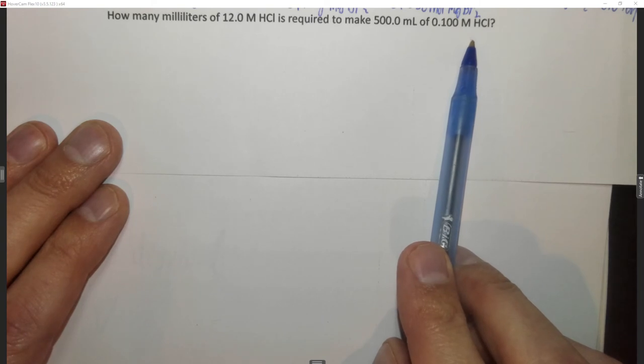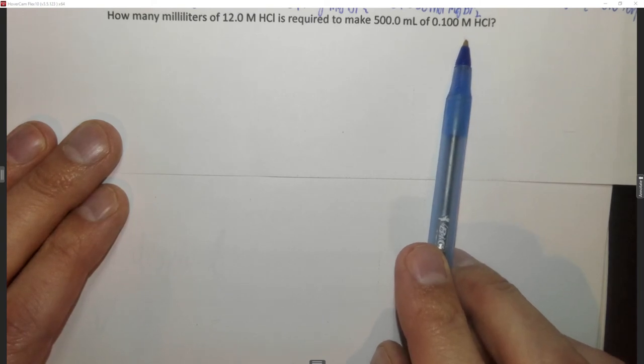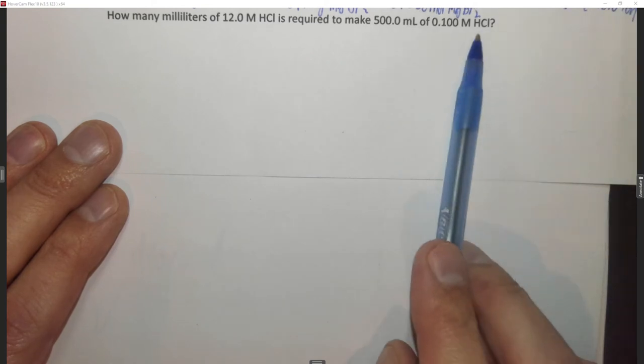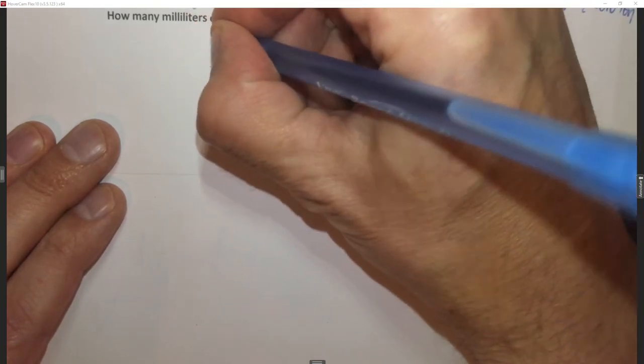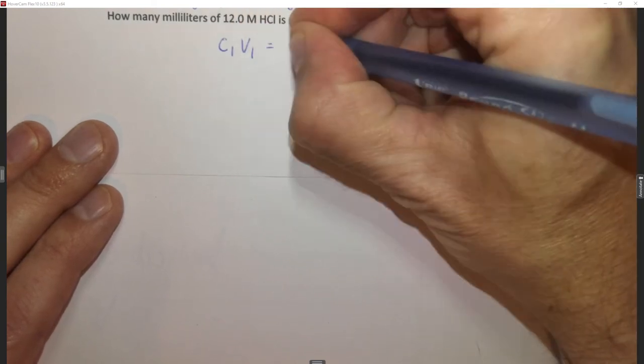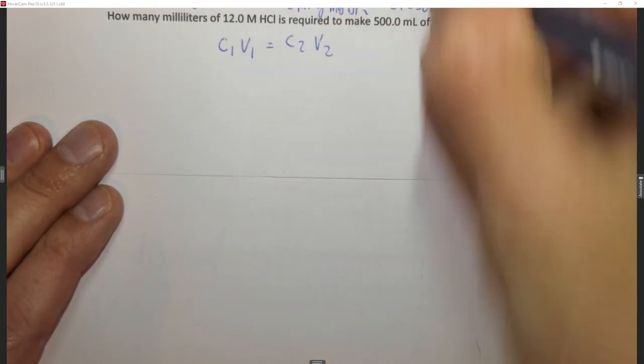And when we do a dilution, we simply add more solvent. So the moles of HCl in solution don't change, but the volume of the solution changes, and therefore the concentration of the HCl changes. When we're doing a dilution, we can use the equation C1V1 equals C2V2.